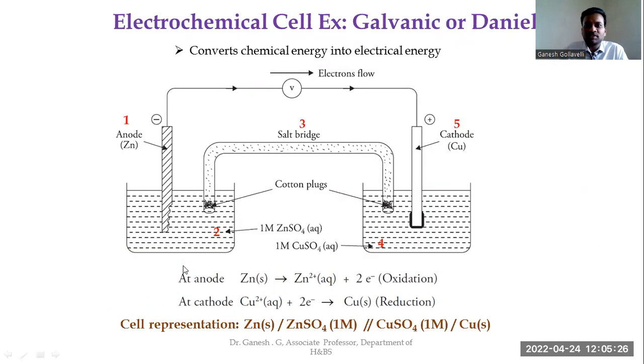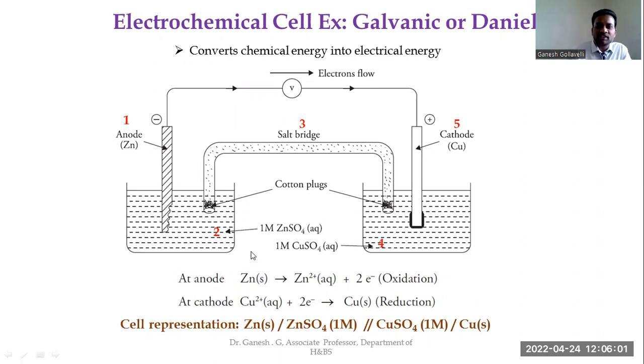So here is an electrochemical cell, and examples for electrochemical cells are the galvanic cell or Daniel cell. As we discussed earlier, an electrochemical cell converts chemical energy into electrical energy. Typically, it contains two half cells. One is the anodic half cell, another is the cathodic half cell. In each half cell, we have a metal solution, in which we immerse a metal electrode.